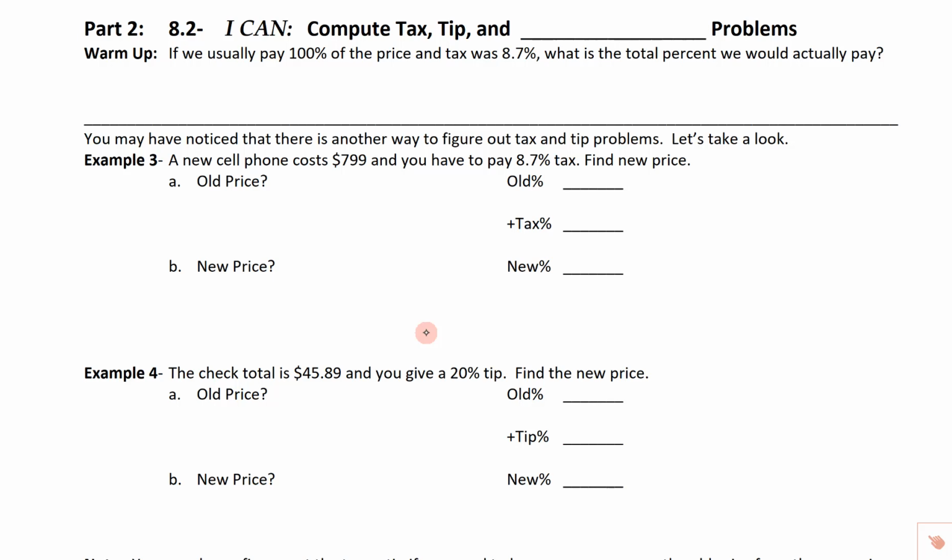This is part 2 of section 8.2. I can compute tax, tip, and, again, let's write this word here because we'll deal with it more, commission. Commission problems. We'll do several of those.